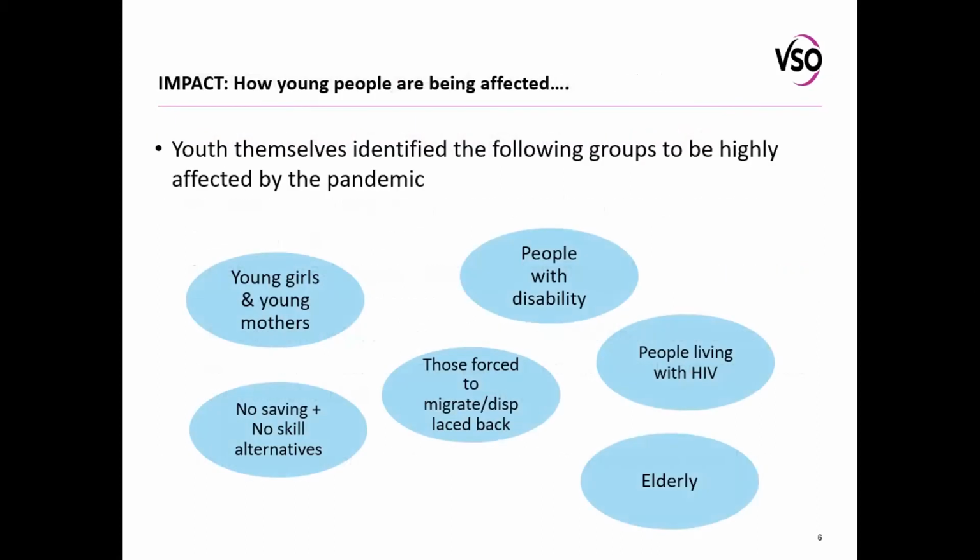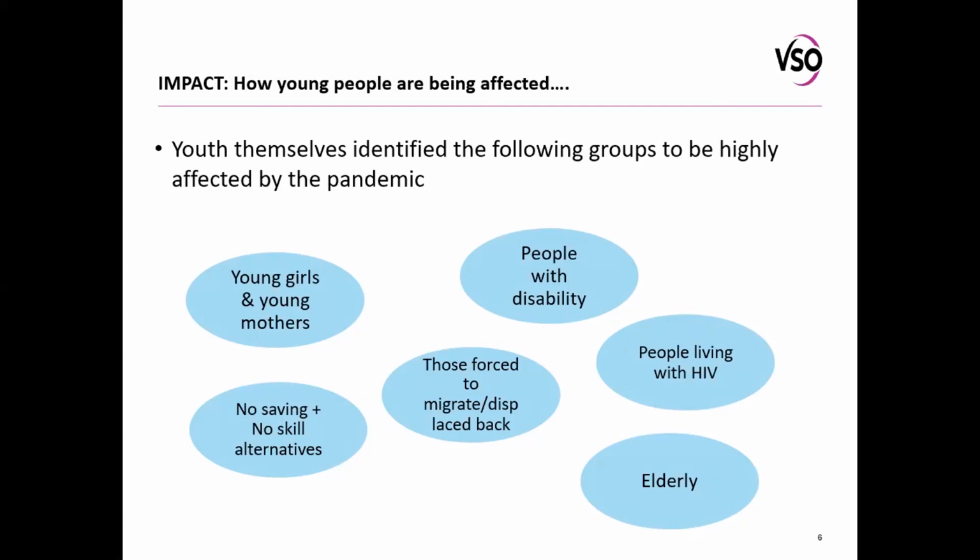In addition to their own personal experiences, we did ask youth to identify other youth or other groups who were more vulnerable than themselves. And they did identify several of them, actually. Young girls and young mothers were one of the most common ones. And they said that such groups were not able to help themselves nor their children, and they needed to support them in many instances.